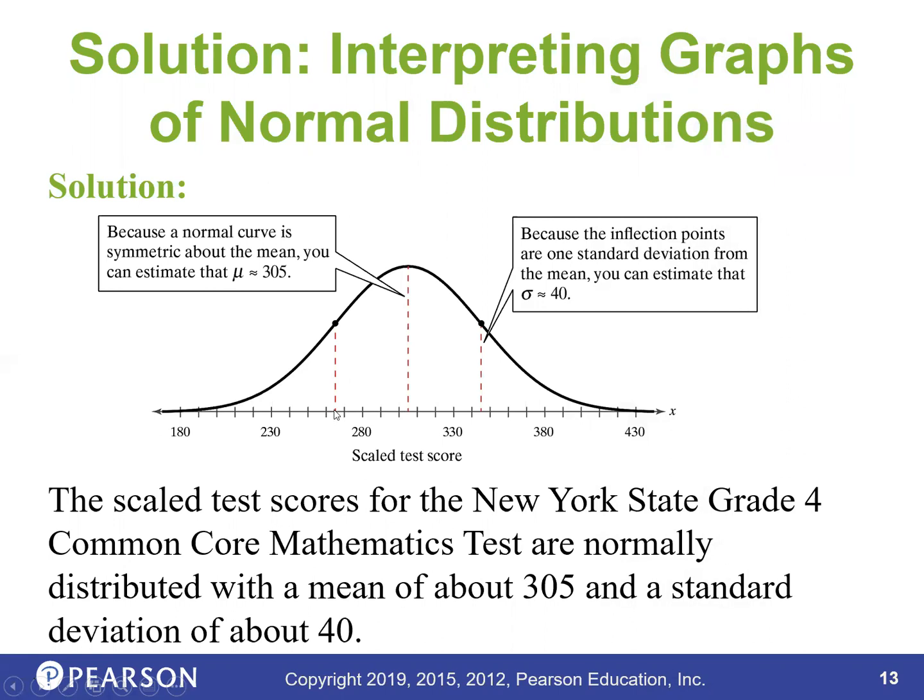scored between 305, I'm sorry, what is this one here? 265, is that right? 265 and 345, are we good? And that grabs almost 70% of the students. That's a good data set. Okay.